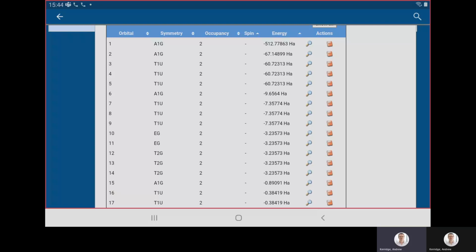Now you may know what the electronic configuration of the krypton atom is, but if you don't, it has an argon core, and then the valence electronic configuration is 3d10, 4s2, 4p6. So there are 6 4p electrons, 2 4s electrons, and 10 3d electrons. And you may know that each atomic orbital can be occupied by a maximum of 2 electrons. So that means we'd expect to find 1 occupied s orbital, 3 occupied p orbitals, and 5 occupied d orbitals.